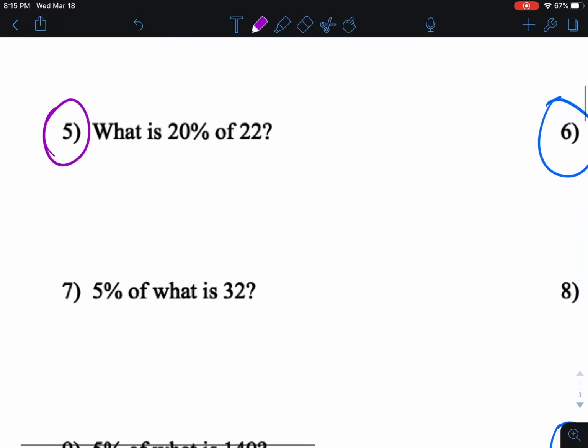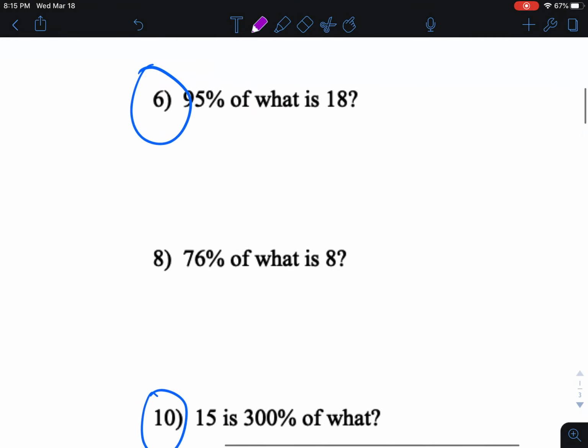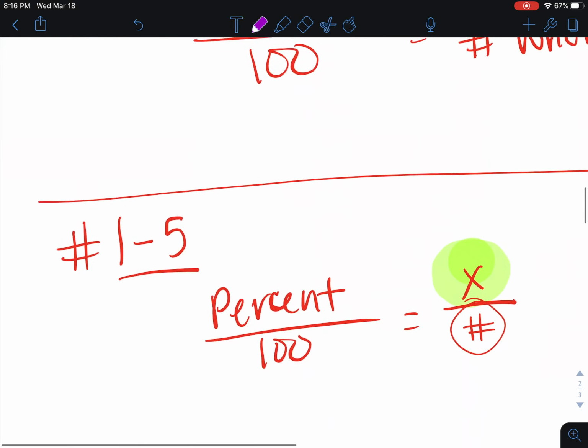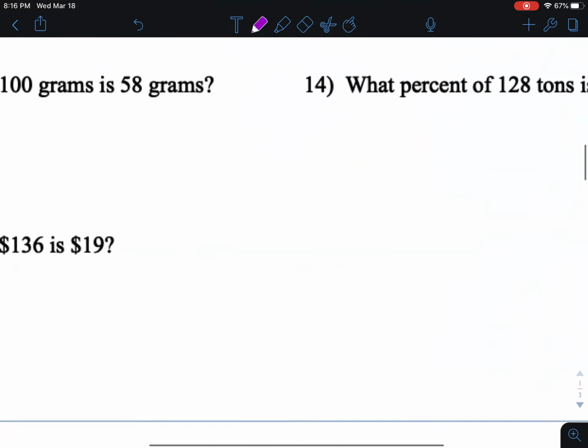All right, so now what is 20%? Oh, I'm on 5. Duh. 6. 95% of what is 18? All right? So again, we're going to set up our percent first. So 95 over 100. Now on this one, remember down here we said on questions 6 through 10, your unknown is going to be on the bottom, not the top.